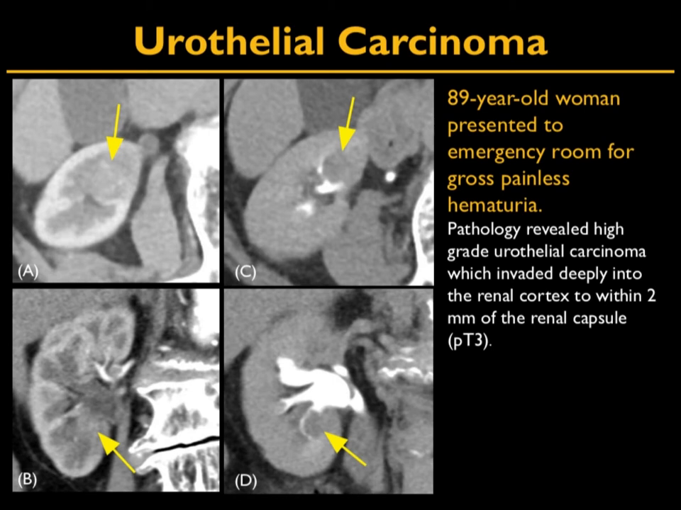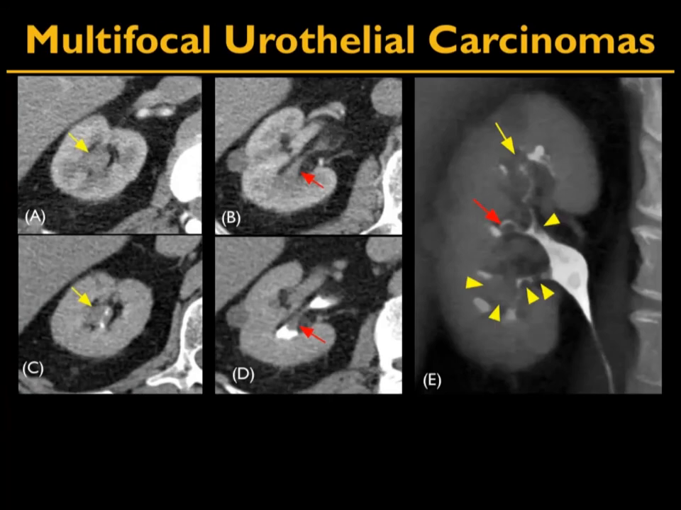The mass is relatively hypovascular, involving the calyces to the lower pole of the patient's right kidney. Or in this case with multifocal urothelial carcinoma, where you can see carefully on the multiple axial images the infiltration around the calyces, and it's particularly well seen on the coronal view with MIP imaging showing you both upper, mid, and lower portions of the kidneys are involved.